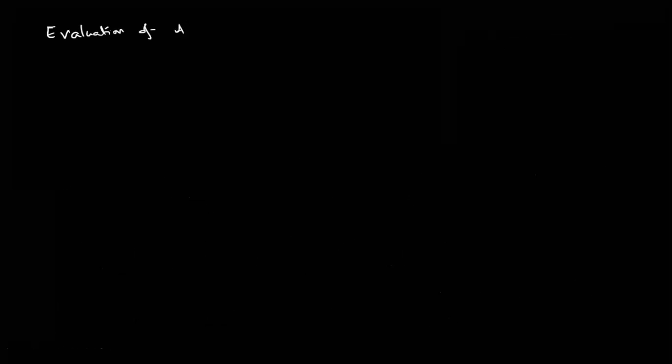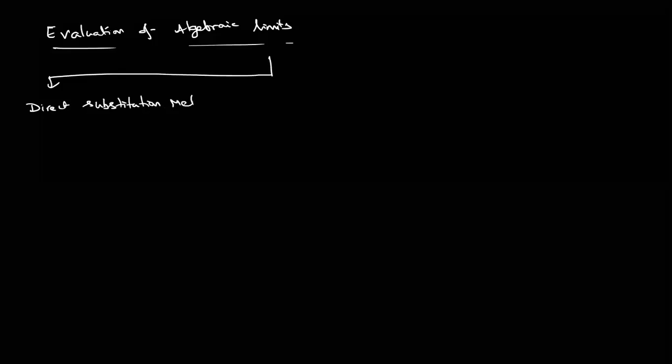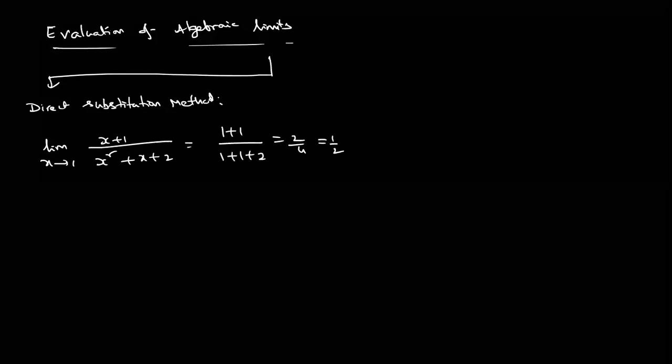Evaluation of algebraic limits. Write down. One is the direct substitution method. What is that? Dear students, sometimes they directly give the limit as x tends to 1 of x plus 1 by x square plus x plus 2. What is the meaning here? Directly f of x is given as x plus 1 by x square plus x plus 2. So put x is equal to 1. What is the answer? 1 plus 1 by 1 square plus 1 plus 2. How much? 2 by 4, which is 1 by 2. What is the meaning? This value f of x is tending to 1 by 2 as x tends to 1. That is the meaning. Okay.